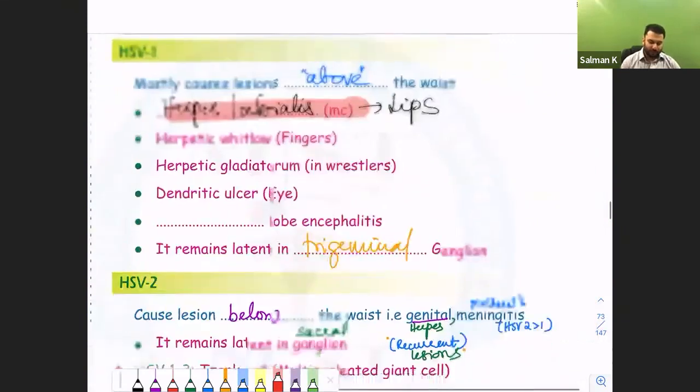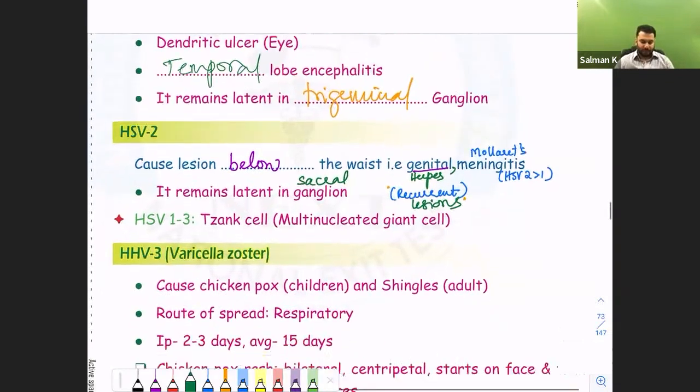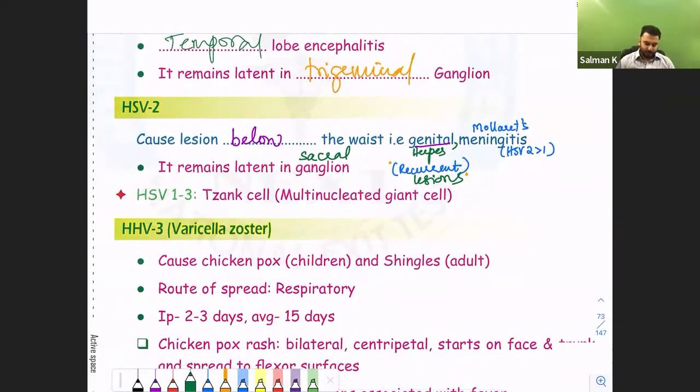Next, if they want to describe the encephalitis here, they are going to describe temporal lobe encephalitis. Is that understood by all of you? It produces temporal lobe encephalitis. Done? Next, it remains latent in the trigeminal ganglia, because if it has to cause lesions in and around the face, then this virus should live near the face only. So that's why we are saying trigeminal ganglion.